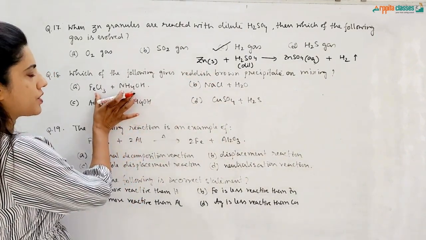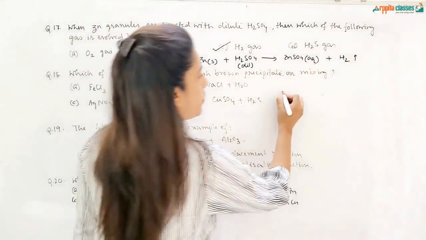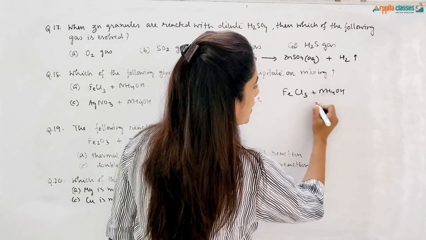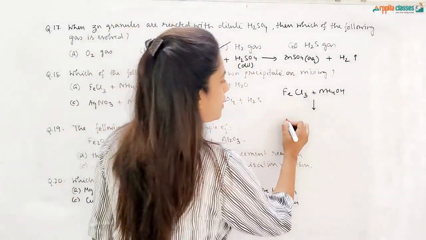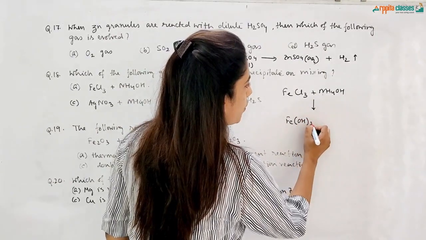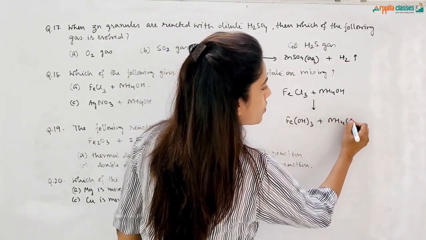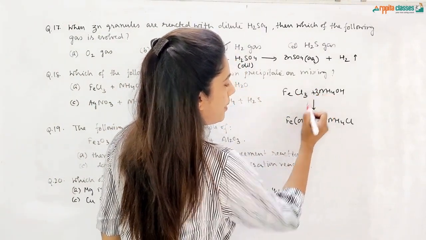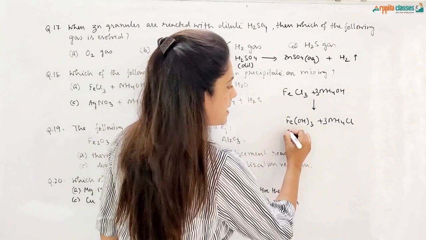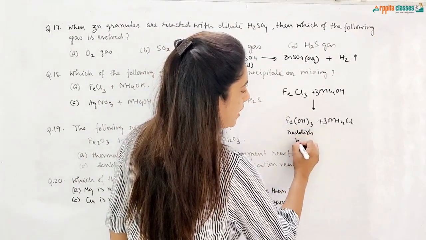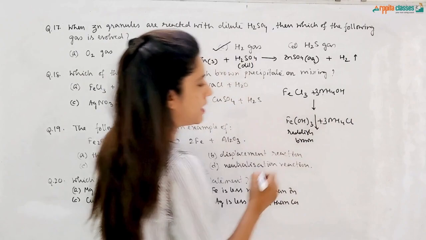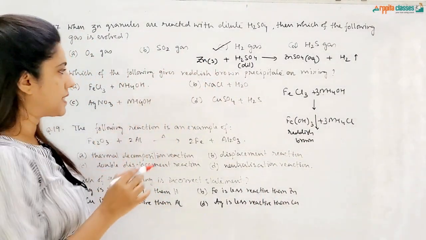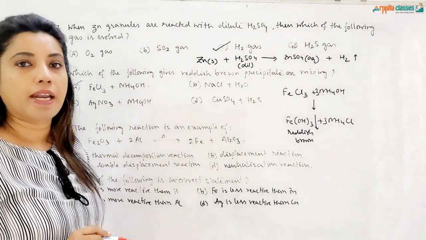Next question is, which of the following gives a reddish brown precipitate on mixing? Now see the first reaction, FeCl3 plus NH4OH. This is a double decomposition reaction and we get Fe(OH)3 plus NH4Cl. To balance this chemical reaction, here chlorine is 3, so make it 3. So this will be 3 and hydroxide is 3. And this is a reddish brown precipitate. Ferric hydroxide is reddish brown in color. The answer will be FeCl3 plus NH4OH.